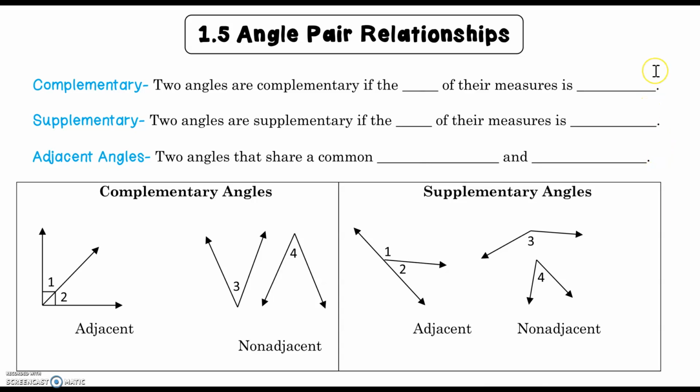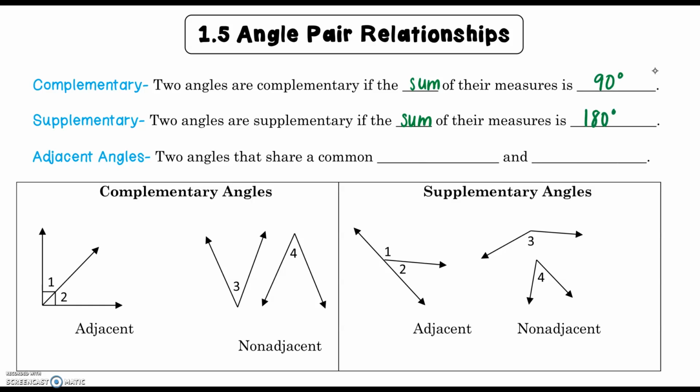Today we're going to start section 1.5, angle pair relationships. So our first relationship is complementary. Two angles are complementary if the sum of their measures is 90 degrees. Next we have supplementary. Two angles are supplementary if the sum of their measures is 180 degrees.